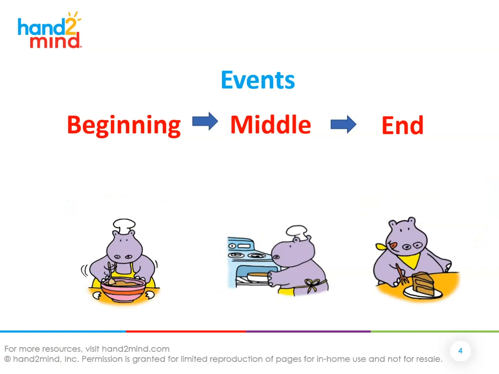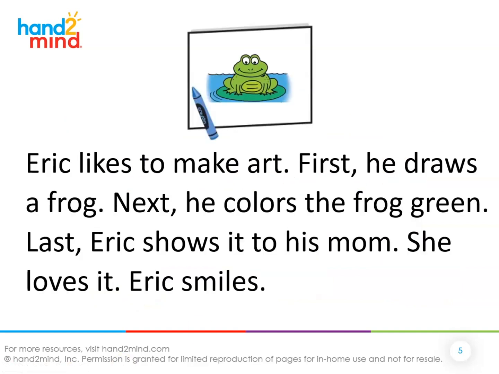When we read stories, there are certain words that can help us figure out the order of the events in a story, or what happens in the beginning, middle, and end. These are words like first, next, and last. Now, we're going to read a short story. Then, we're going to talk about some of the events in the story. Follow along as I read the story out loud.